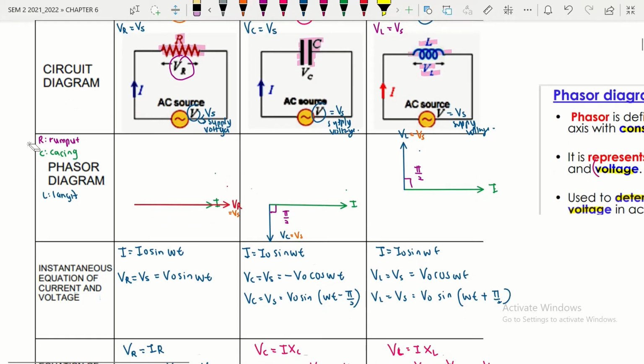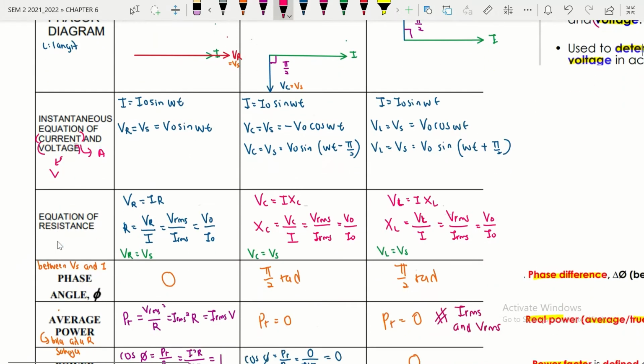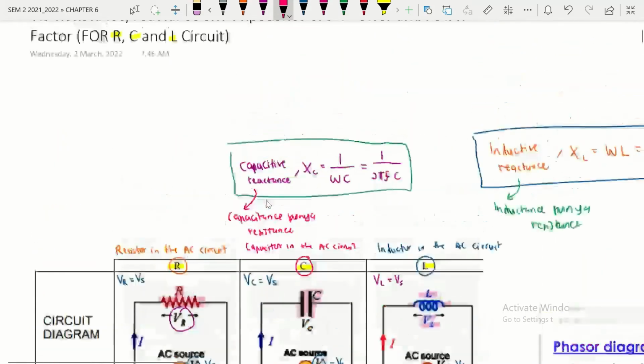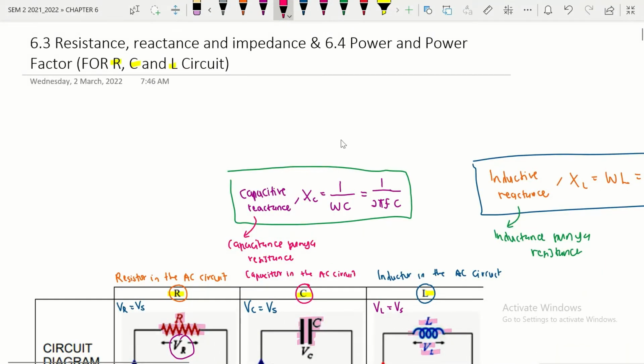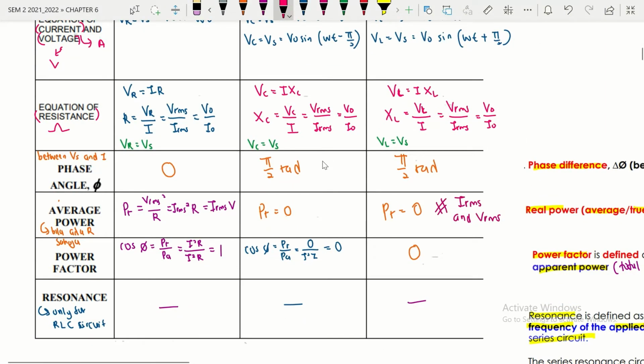So we know we have the Phasor diagram and then the instantaneous equation of current and voltage. What I want to focus on is the unit, because yesterday I didn't explain about the unit. The unit for current is ampere, whereas the unit for voltage is volt. The unit for resistance is ohm. Meaning, your capacitive reactance and also inductive reactance unit is ohm. Unit dia adalah ohm. Dan phase angle is either in radian ataupun degree, and the average power.